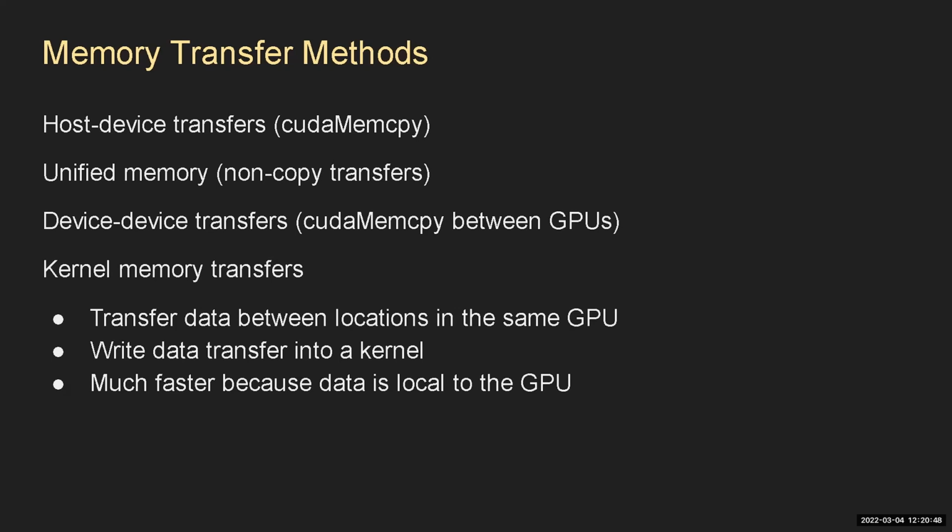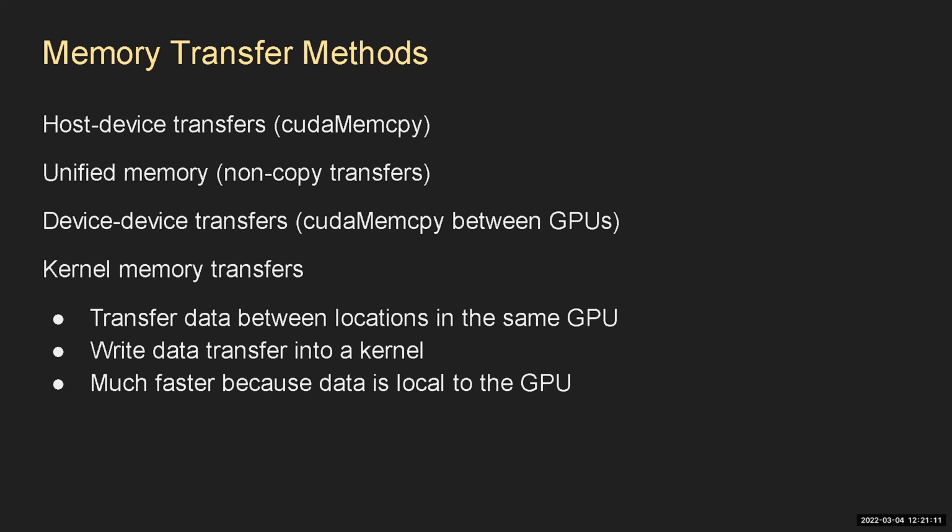This may sound complicated, but it's really not. Basically, if you take a kernel with two arrays on the device and you modify memory in that kernel, then that is a kernel memory transfer. So it transfers data between locations in the same GPU. It doesn't work between GPUs. It's only in the same GPU.